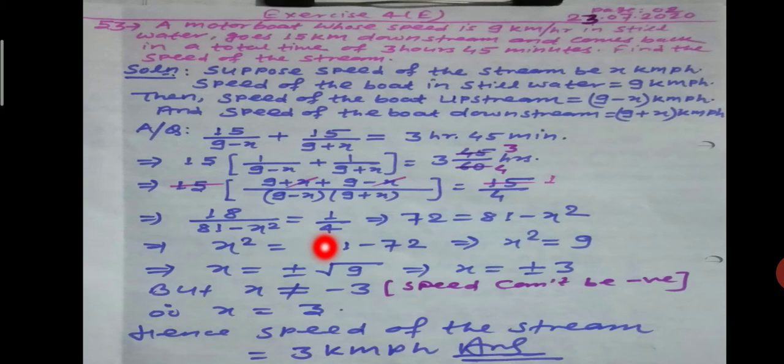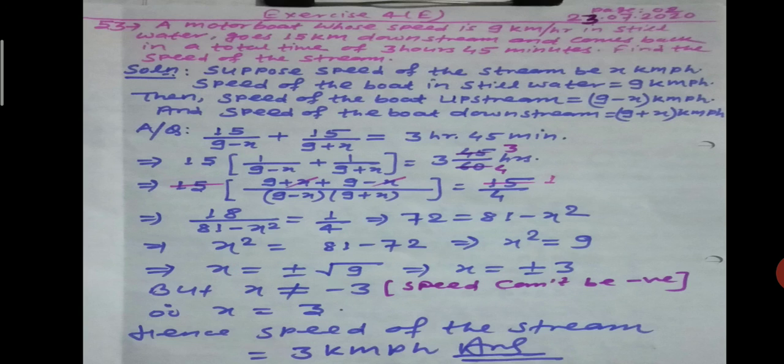Now cross multiply it. 4 multiplied by 18 will be 72, and 81 minus x square multiplied by 1 will be 81 minus x square itself. Now x square transferred to LHS will be plus x square, and 72 transferred to RHS will be minus 72. This implies that x square will be equal to 81 minus 72, which is 9. Then x will be equal to plus minus under root 9. This implies that x will be equal to plus minus 3. But x can't be equal to minus 3 because speed can't be negative.